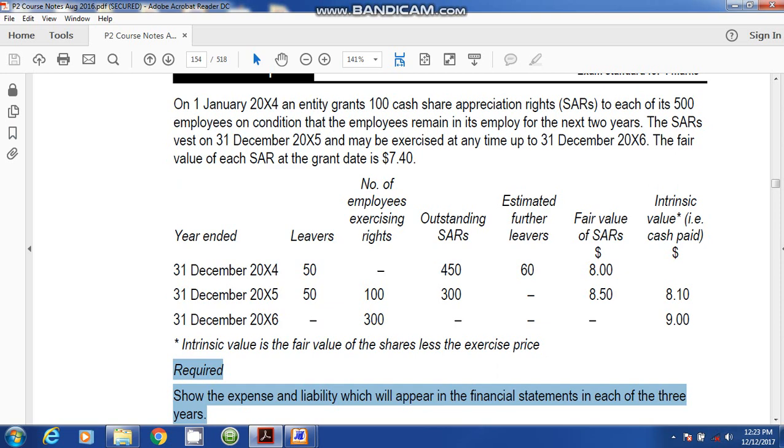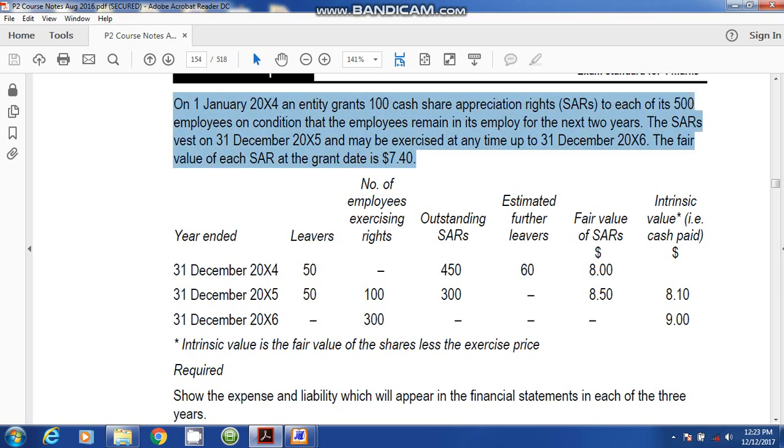On 1st January 20x4, an entity grants 100 cash appreciation rights to each of its 500 employees on condition that the employees remain in its employment for the next 2 years. The SARs vest on 31st December 20x5 and may be exercised at any time up to 31st December 20x6. The fair value of each SAR at the grant date is $7.40.